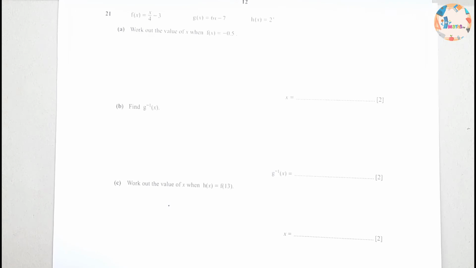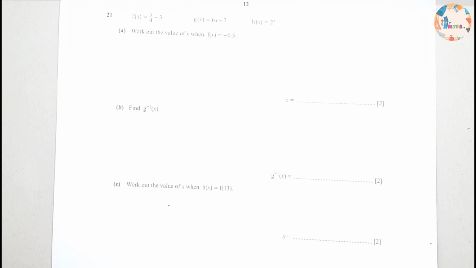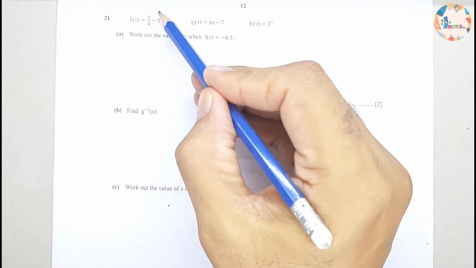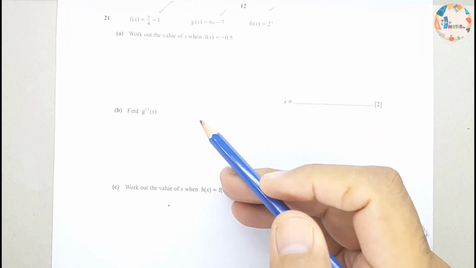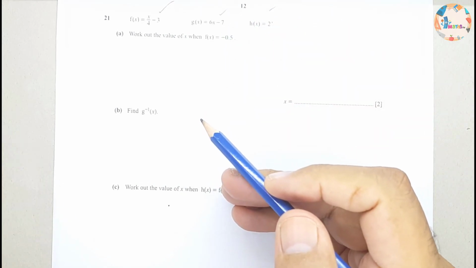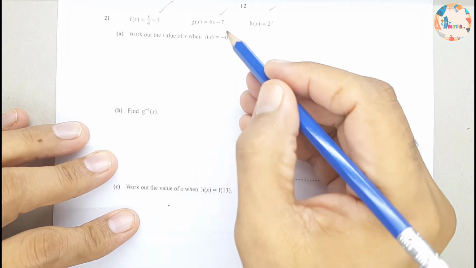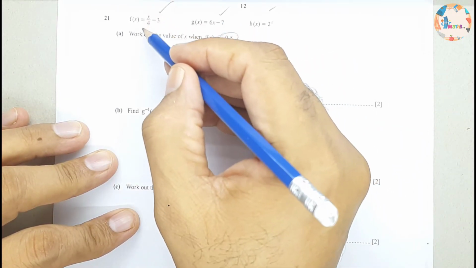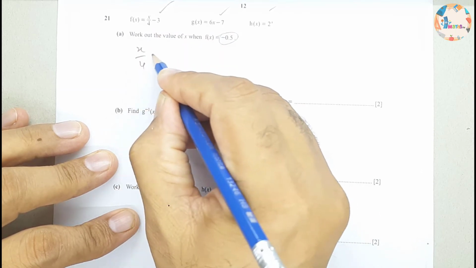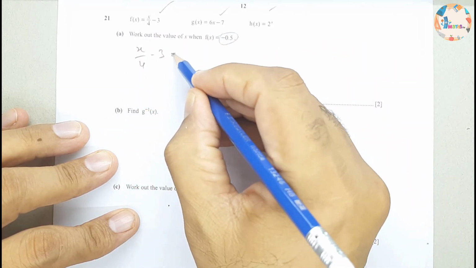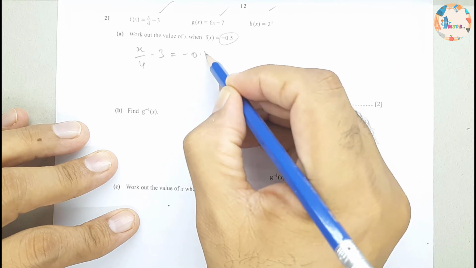Question 21 says f of x is equal to x by 4 minus 3. F of x is given, g of x is given, and h of x is given. Work out the value of x when f of x is equal to minus 0.5. So this value we will replace equal to this. So x over 4 minus 3 is equal to minus 0.5.